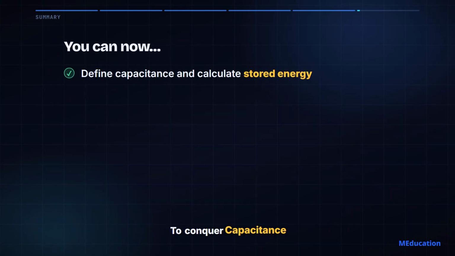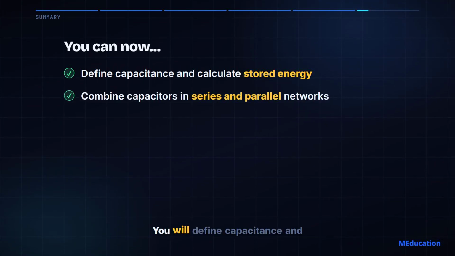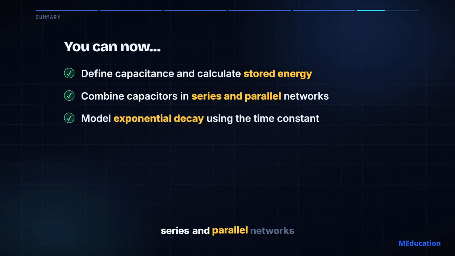To conquer capacitance, you need solid algebra and clear physical logic. You will define capacitance and calculate the energy stored in an electric field. You will combine components in series and parallel networks, remembering to invert your resistor logic, and you will model dynamic exponential decay using the time constant and natural logarithms. You have all the tools you need. Let's get started.